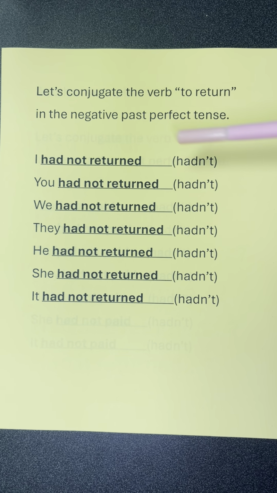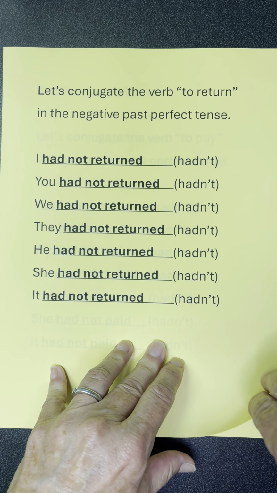So I hadn't returned. You hadn't returned. We hadn't returned. They hadn't returned. He hadn't returned. She hadn't returned. It hadn't returned. And remember that contractions are best used in speaking, not writing.